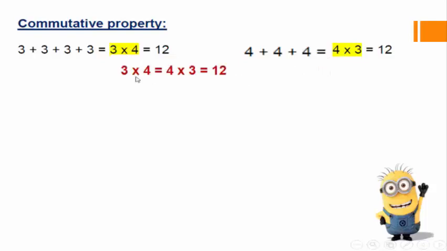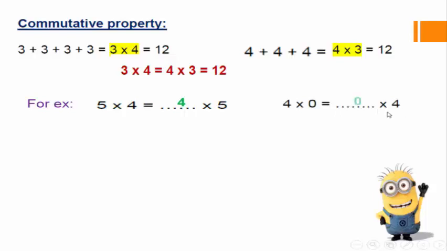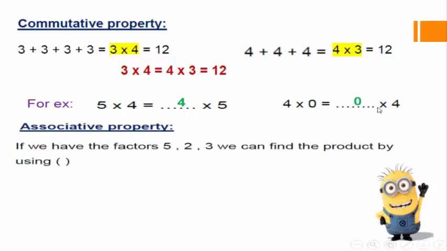Yes, 3 times 4 equals 4 times 3 equals 12. So the commutative property means changing the order of factors. 3 times 4 equals 4 times 3 equals 12. For example, 5 times 4 equals what times 5? It's 4. Another example, 4 times 0 equals what times 4? 0. Excellent.